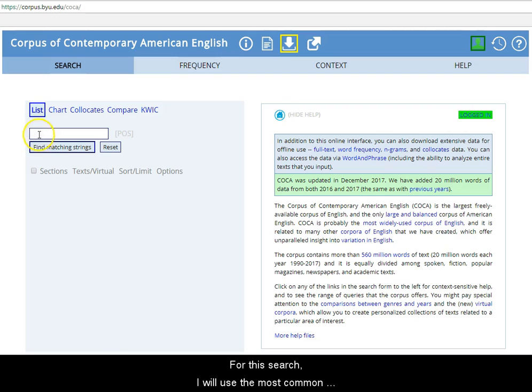For this search, I will use the most common verb in COCA, know. This is the most common verb across genres, if you exclude the copulas and auxiliary verbs. To search for the frequency of the verb know in this form, we will type the word in lowercase letters in the search box, and then click Find Matching Strings.